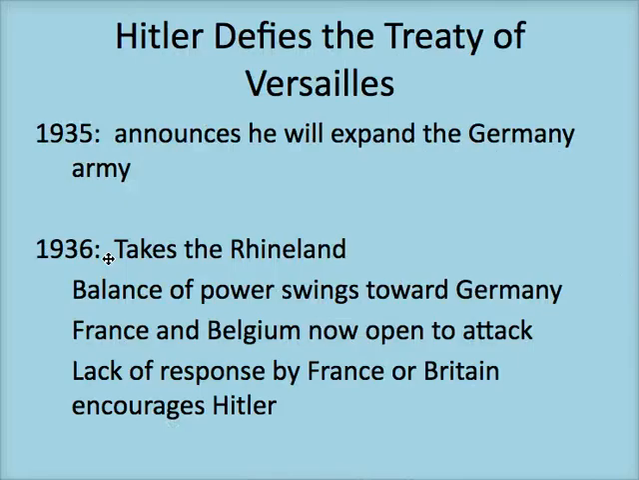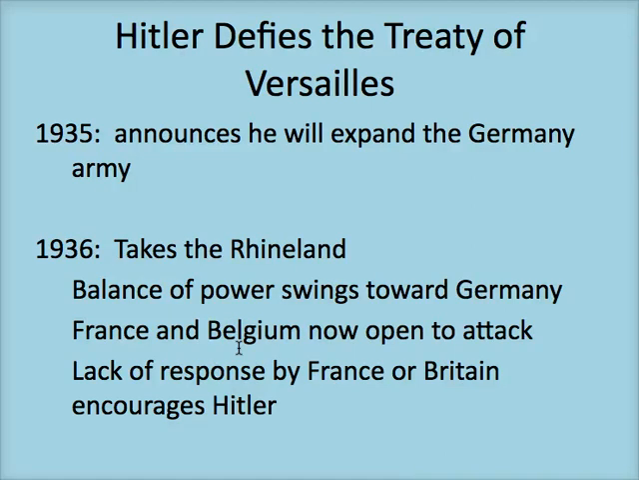So let's talk about how we get to World War II in Europe. In 1935, Hitler announces he's going to expand the German army. A direct violation of the Treaty of Versailles. In 1935, Britain and France could have stopped Hitler at this point. They do nothing. Then in 1936, Hitler has his German army move into the Rhineland.